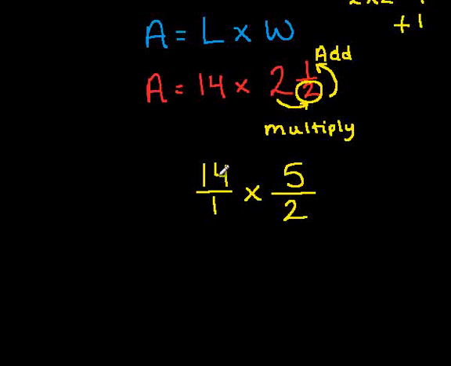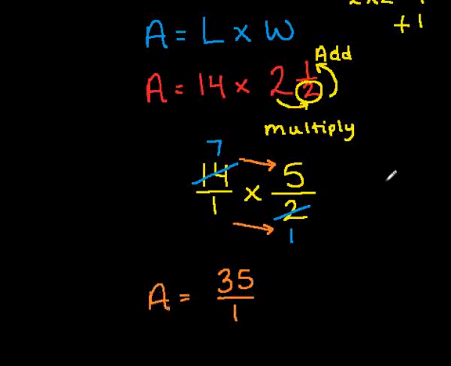So we go across here. Does anything divide into 14 and 2? The answer is yes. A 2 divides into both of these even numbers. 2 divides into 2 one time, so I'll replace that with a 1. And 2 divides into 14 seven times, so we'll replace the 14 with a 7. Now if I multiply straight across, for the numerator, 7 times 5 is 35, and for the denominators, 1 times 1 is 1. So that's my answer for the area.